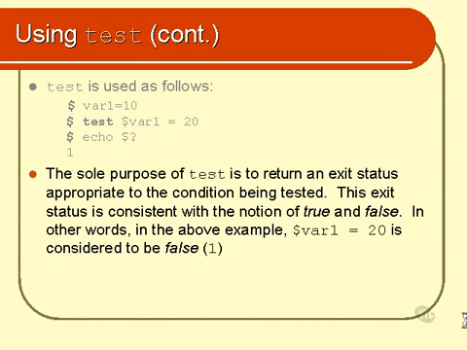Is that statement false? Well, it is, because we've already set var1 to be equal to 10, and 10 does not equal 20. So the statement 10 equals 20 is, of course, false. If var1 was originally set to 20, then the exit status of the test in that example would be 0, which of course would mean true.